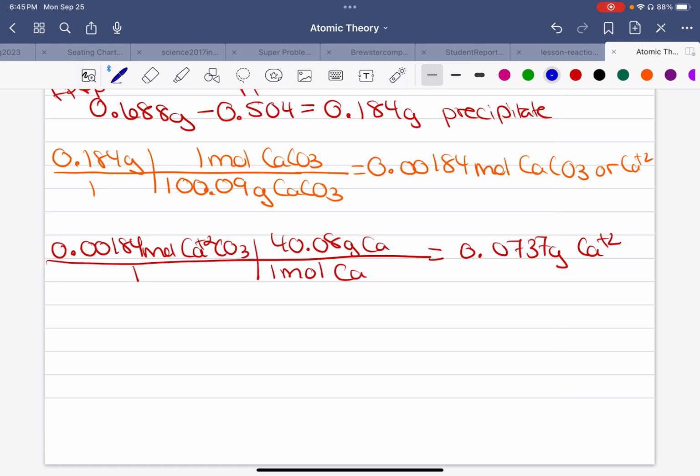Now, I need to figure out what that means. So I have grams of calcium and 0.0737.